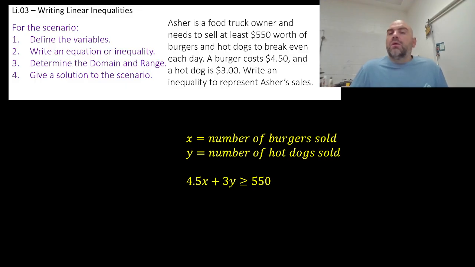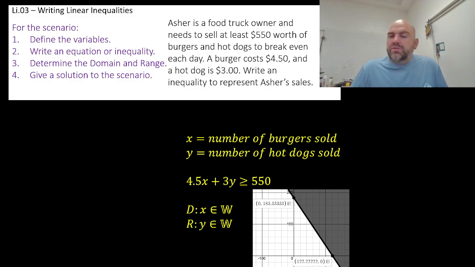Now, what is our domain and range? So the domain, because we're dealing with how many things sold and we sell them as whole numbers, we're dealing with only whole numbers, and range is going to be the exact same thing. Now, this is what our graph is going to look like, and so therefore every point in that shaded region, as long as they're whole numbers, is going to represent a solution to this situation.